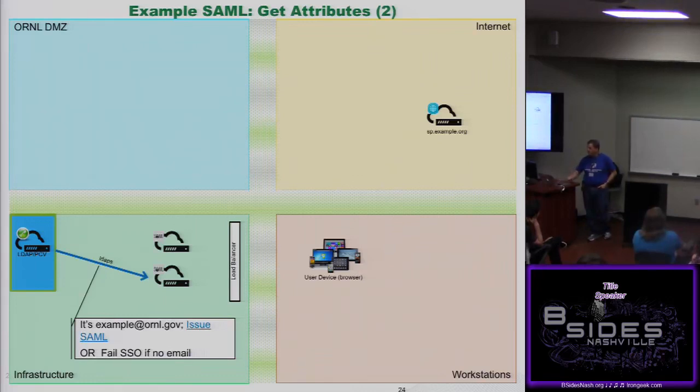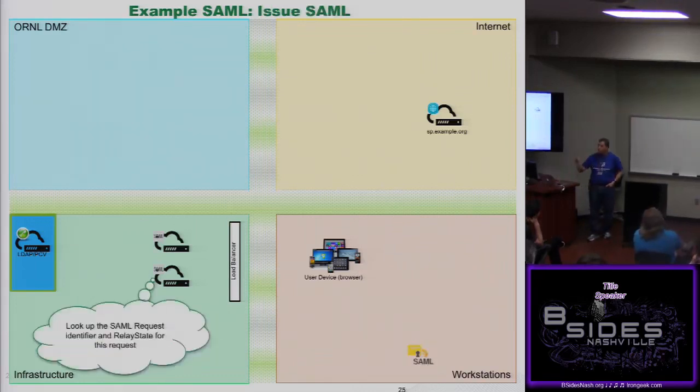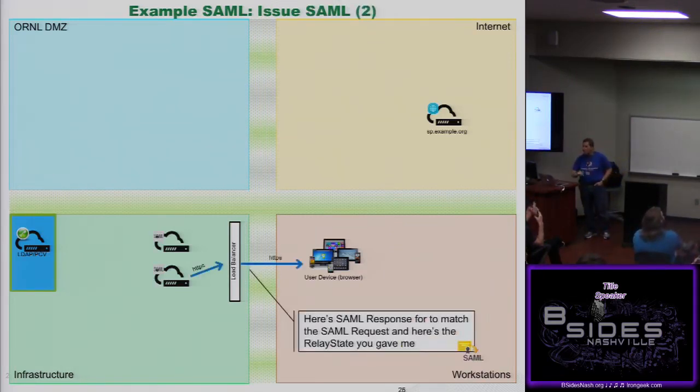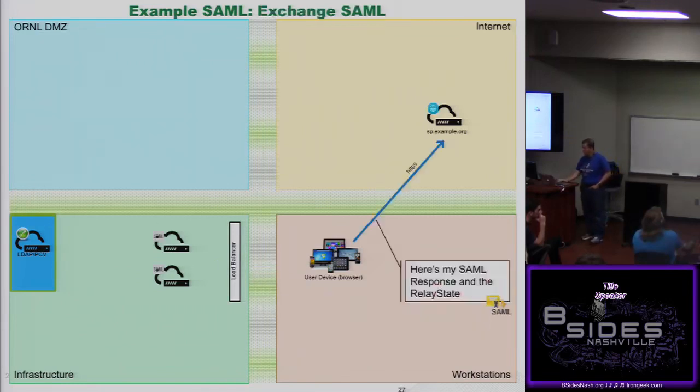Once it's got it, it will look up the information that it had, the SAML request, the relay state, and assemble all of that into a SAML response. That's the thing that we're going to talk a little bit more about. It sends that SAML response and the relay state back to the user, who then sends all of that stuff back to the service provider.